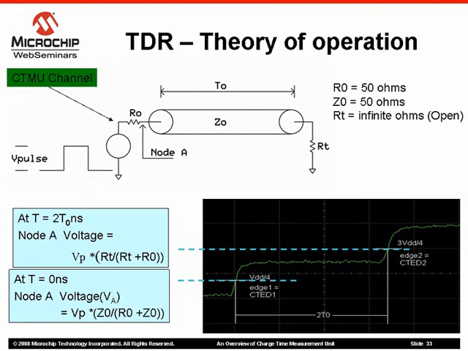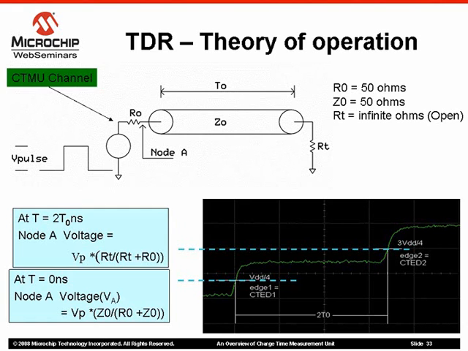The figure shows a pulse generator with resistance R0 connected to a transmission line with impedance Z0 and a termination resistance of RT. If we use the occurrence of the rising edge of the pulse as a reference point in time 0 nanosecond, then at t equal to 0 nanosecond, the voltage at node A is equal to Vp multiplied by Z0 divided by R0 plus Z0, where Vp is the amplitude of the pulse.